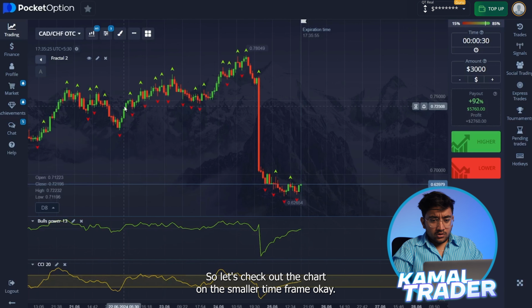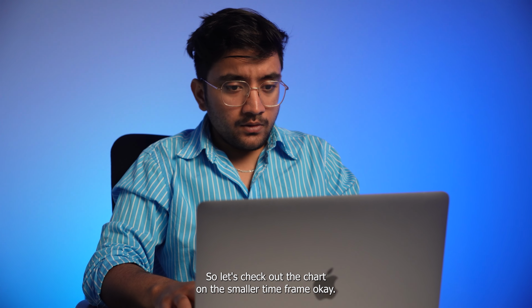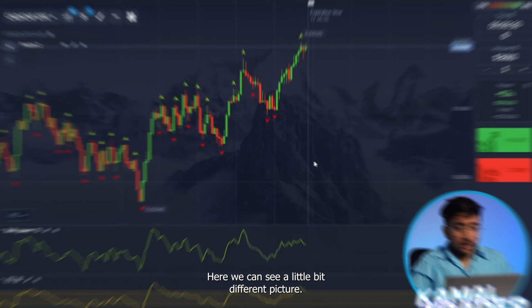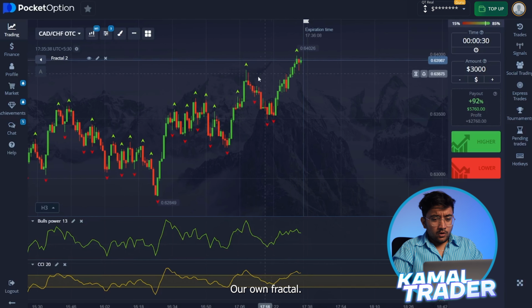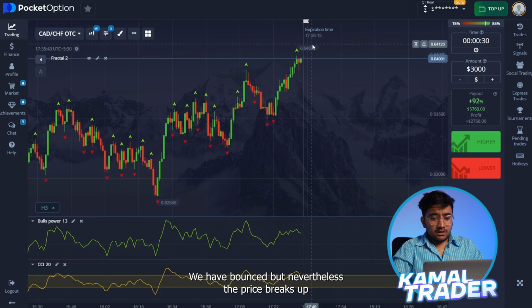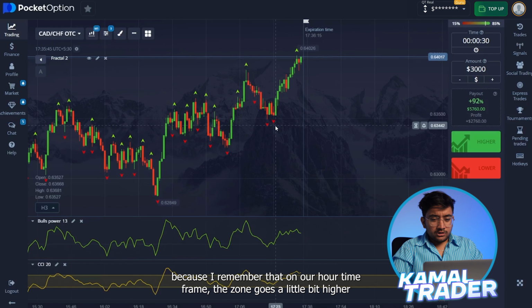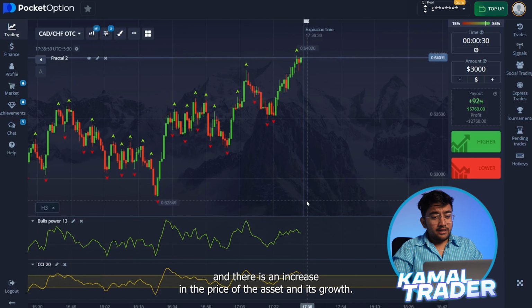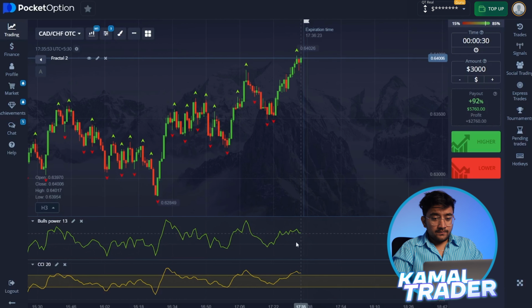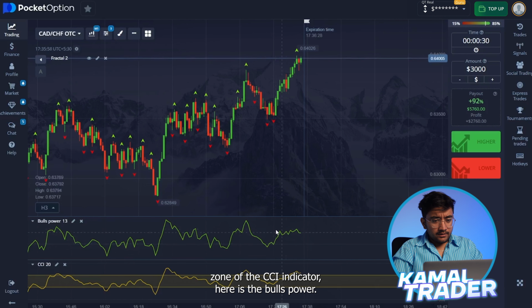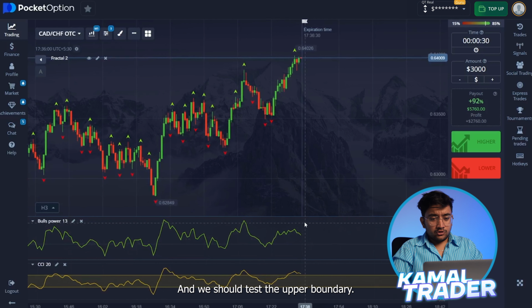So let's check out the chart on the smaller time frame. For this we go to the tab and choose the 1 minute time frame. Again, alright. Here we can see a slightly different picture. On Fractal we are in the peak zone, from which we have bounced, but nevertheless the price breaks up, because on our time frame the zone goes a little bit higher, and there is an increase in the price of the asset and its growth. Also, we can see that we are now out of the rising zone of the CCI indicator, here is the Bulls Power, and we should test the upper boundary.